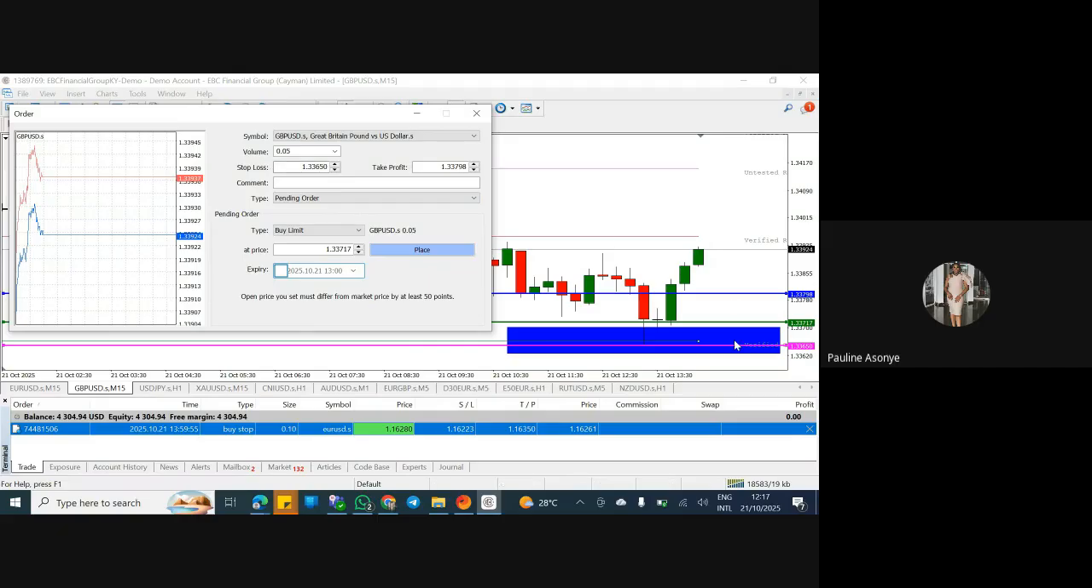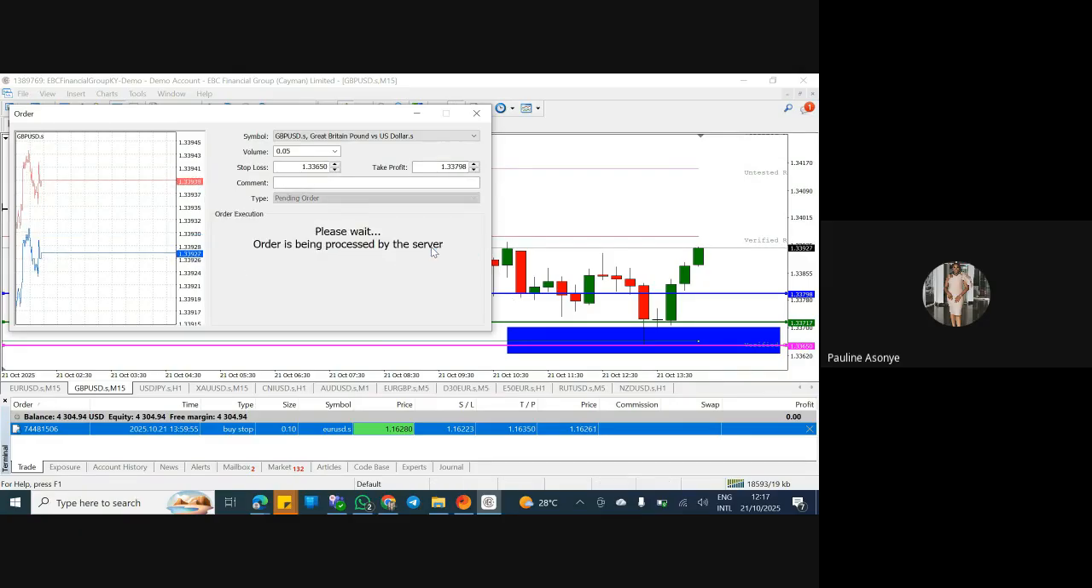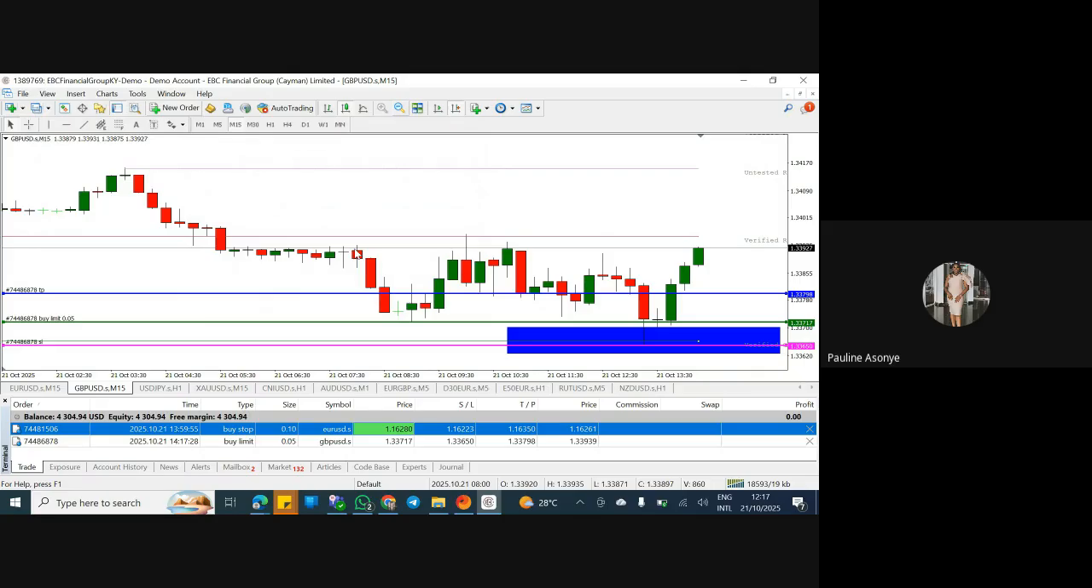So our stop loss is good, 1.33650, take profit 1.33798, and our entry is okay. So is it the expiring thing that made our order not place? Please, like I said, personally I've never used it before. I know I used to see some people use it, but I didn't teach it. But I wanted us to try it, so that we learn every day. So I have placed a buy limit.